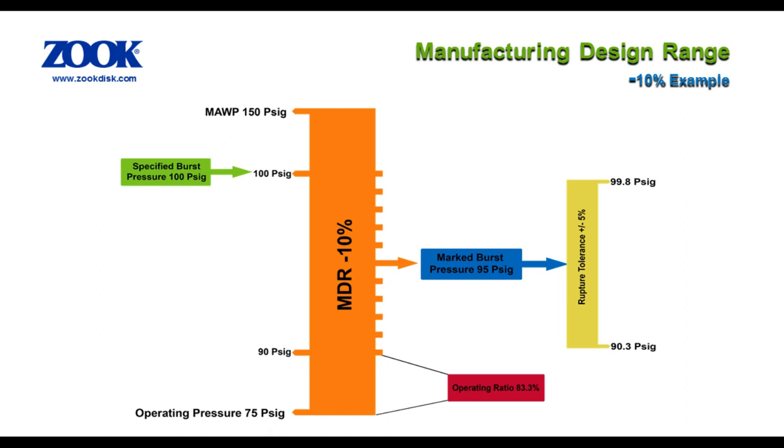The disk selected still has a rupture tolerance of plus or minus 5%, which means that each disk marked at 95 will burst within a pressure range of 90.3 to 99.8 psi. The main difference with this wider MDR is the calculated operating ratio. As acceptable disks could be marked as low as 90 psi, we need to use this worst case value when doing our calculations. The disk will still be exposed to an operating pressure of 75, but now the operating ratio is determined versus the lowest potential marked value, or 90 psi. This equals an operating ratio of 83.3%. This higher value than the zero range example could result in the need for alternate disk models.